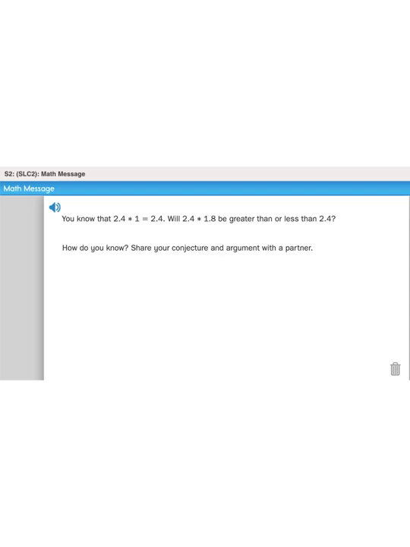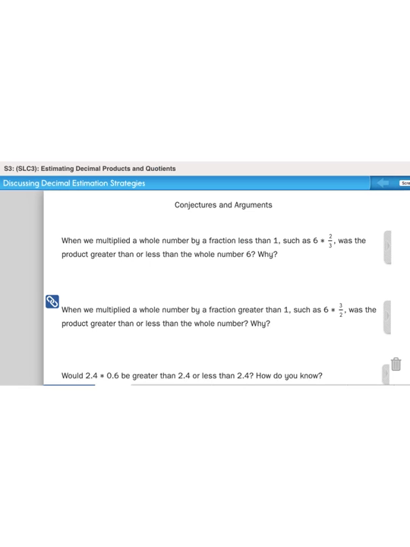So let's start with our math message, and it says, you know that 2.4 times 1 equals 2.4. Will 2.4 times 1.8 be greater than or less than 2.4? How do you know? You should have realized that 2.4 times 1.8 is going to be greater than 2.4 because 1.8 is greater than 1.